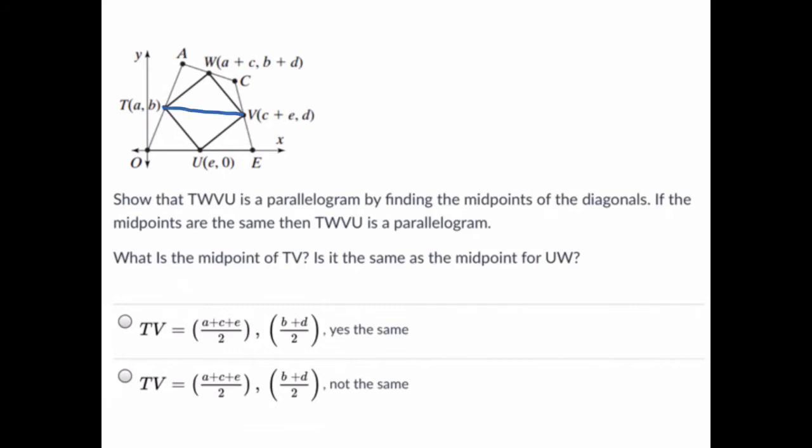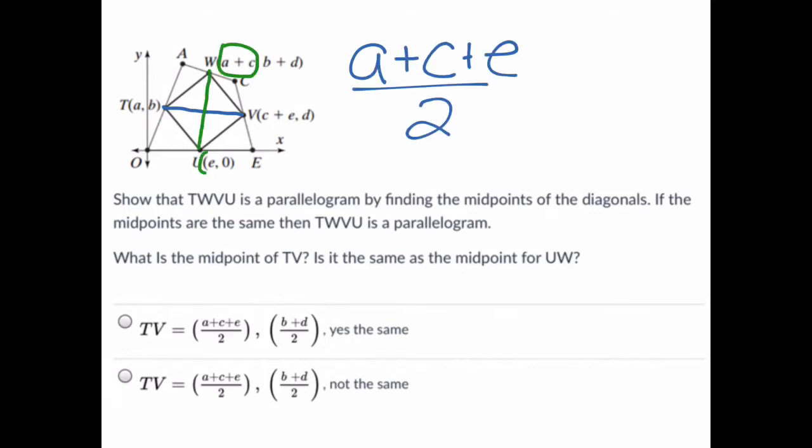I've drawn the line TV here for us in blue. All the x values are A, plus the other x value here for V is C plus E, divided by 2, just like they said. And we can check that against WU, the green line that I've drawn here. The x values are A plus C and E. So that's the same. So far we're a yes. And then the values they gave us in the blue here are B plus D divided by 2. So let's double check it for W here. Here is the B plus D and then plus 0, which is nothing at all. So this is check. Yes, they are the same.